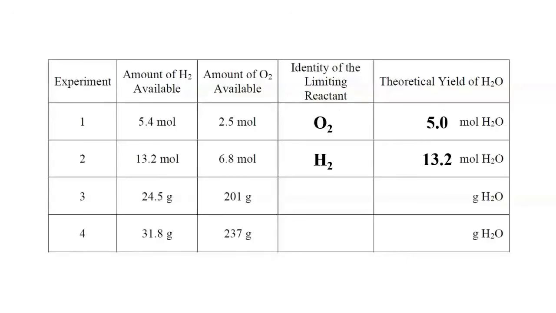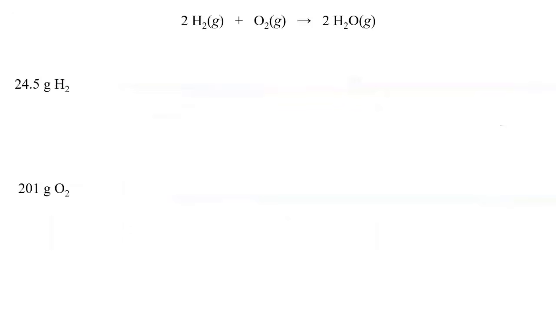Now, on to experiment 3, where instead of having moles as the given amounts of each reactant, we have grams. So it's going to be a longer conversion because we'll have to go from grams to moles, then use the coefficients, and then go from moles back to grams. Let's take a look. 24.5 grams of hydrogen and 201 grams of oxygen.